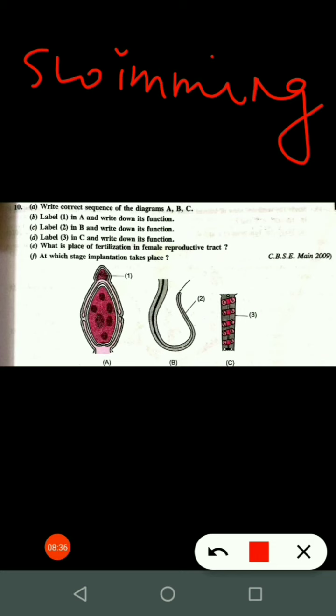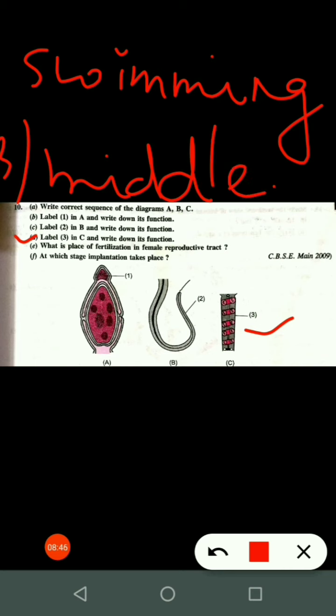Okay, now the next question is: label 3 in C and write down its function. So what is 3? It is the middle portion. And what is the role? Here mitochondria is present, so it provides the energy.